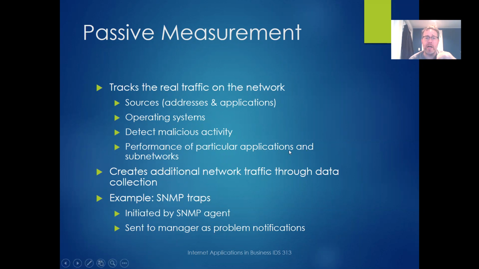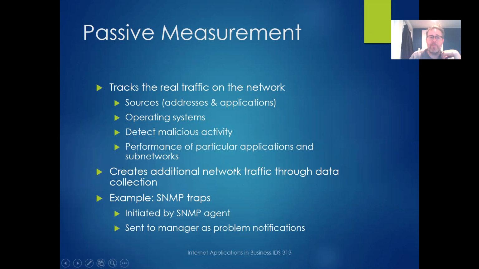And it allows you to learn how particular applications are doing, how particular subnetworks, parts of the network are doing in terms of meeting their quality of service goals. So, for example, if you have voice over internet, you track how fast the packets are moving throughout the network, how many packets you can get from point A to point B in a given amount of time, and you assess quality of service that way.